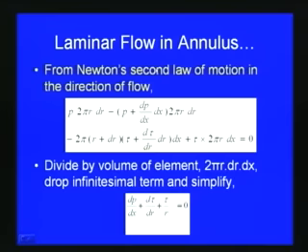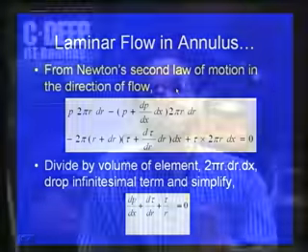From Newton's second law of motion in the direction of flow, we can write P into 2 pi r dr minus (P plus dP by dx into dx) into 2 pi r dr minus 2 pi into (r plus dr) into (tau plus d tau by dr into dx) plus tau into 2 pi r dx is equal to 0. So, all the forces, the algebraic sum, we equate to 0.